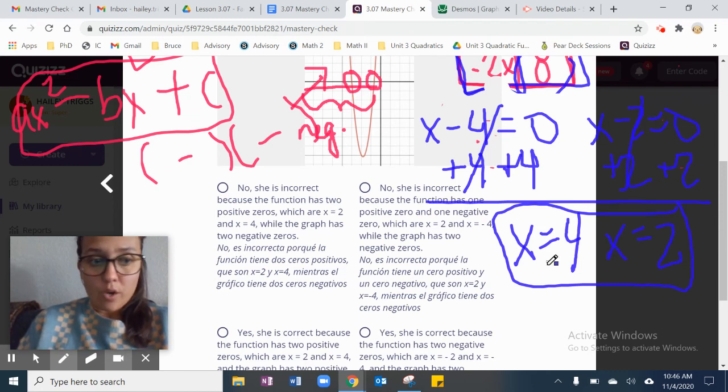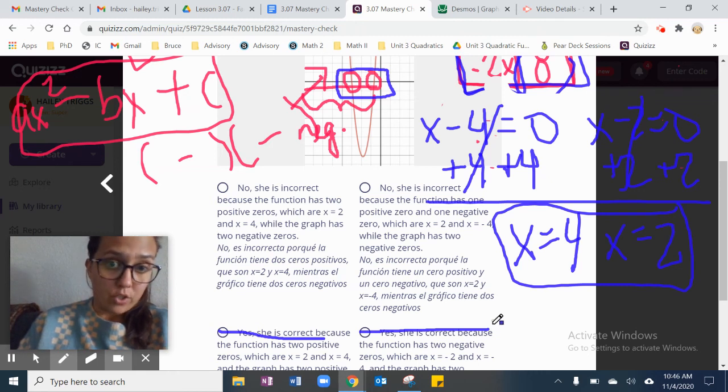So no, I'm not correct. This graph has 2 positive zeros. The function has 2 positive zeros, but I could see why the mistake was made because this is a confusing problem. It's one of the unique ones where we have to memorize these certain rules. So no, I'm wrong. So let's just get rid of anything that says yes and figure out which of the 2 no's is appropriate. No, she's incorrect because the function has 2 positive zeros, which are x equals 2 and x equals 4, while the graph has 2 negative zeros.